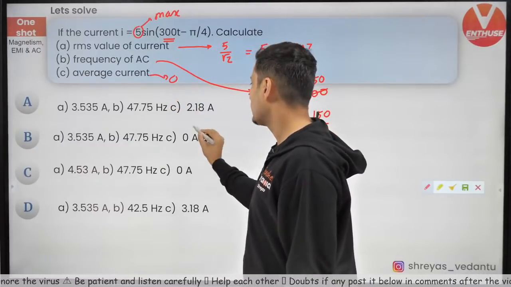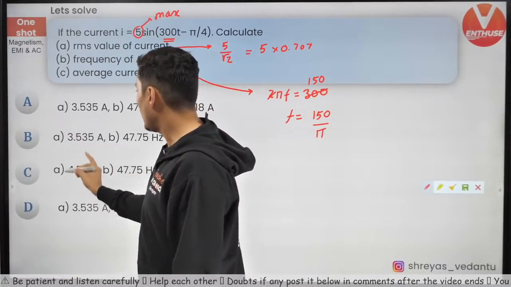Average has to be 0. So it will be one of them. So you can see out of these two, B option.